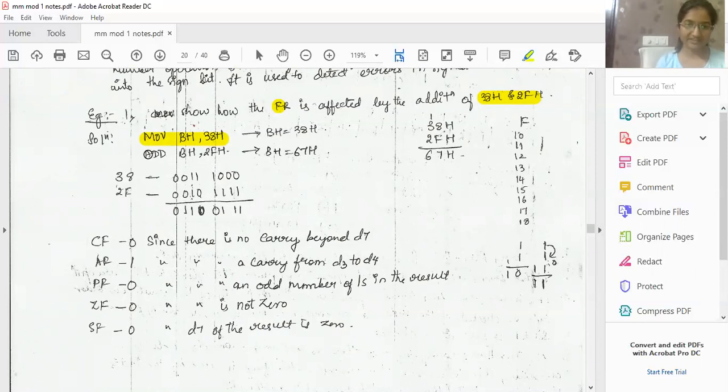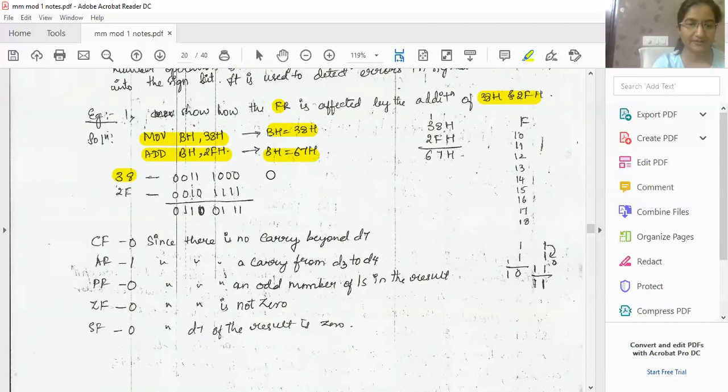Then what is the next instruction? We have loaded 38H in the BH register. Then ADD BH, 2FH. So 2FH will be added with the content of BH, and the result will also be stored in the BH register. Now you can see here BH content is 38 and the result is 67. Here 38 I have represented in BCD, and 2F again in BCD.